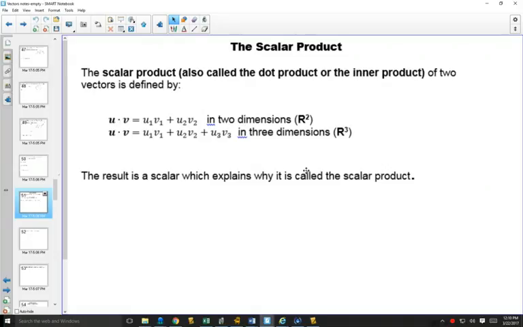The rule for multiplying vectors, although we don't call it multiplying vectors, we call it the scalar product, is you multiply corresponding coordinates and then you add those results together. And you can do it in 2 dimensions or in 3 dimensions, but because we get just a number in the end, that's part of the reason it's called a scalar product, because a scalar is just a number.